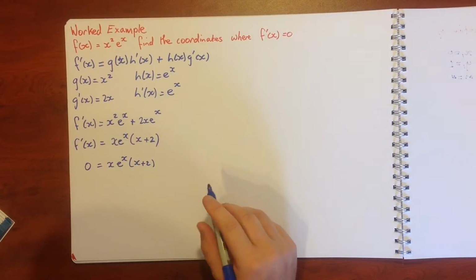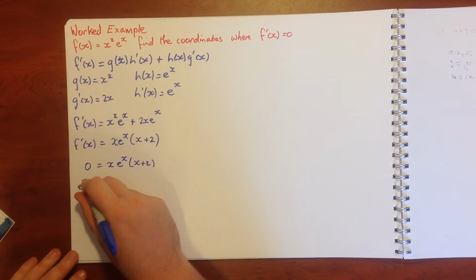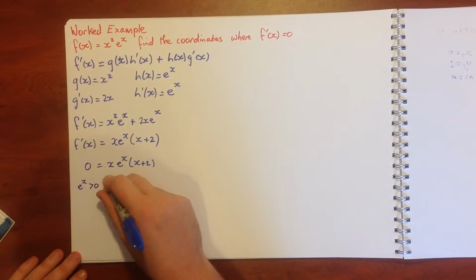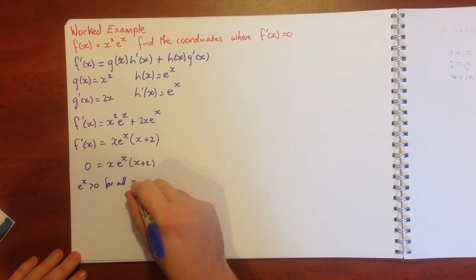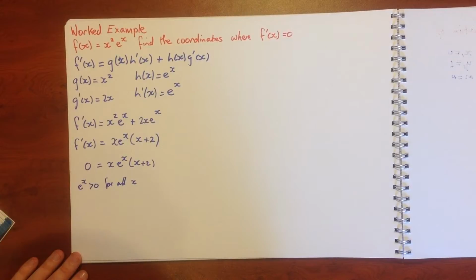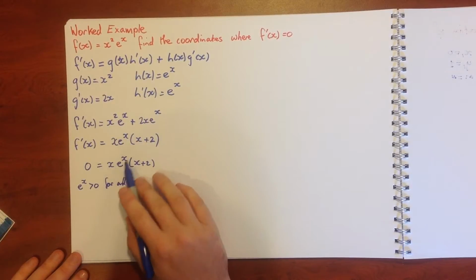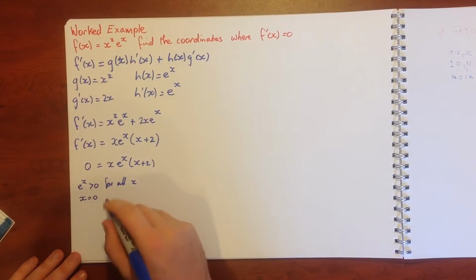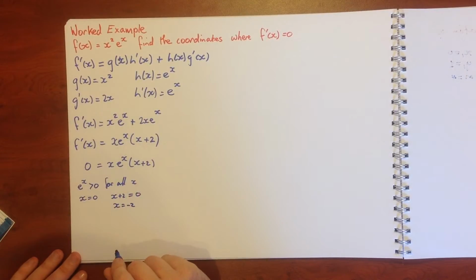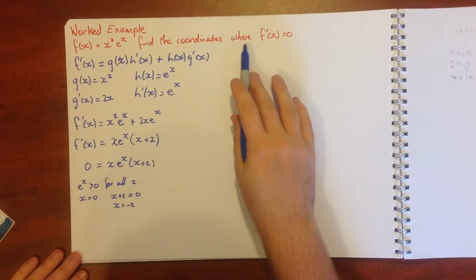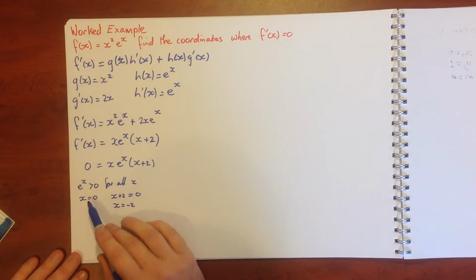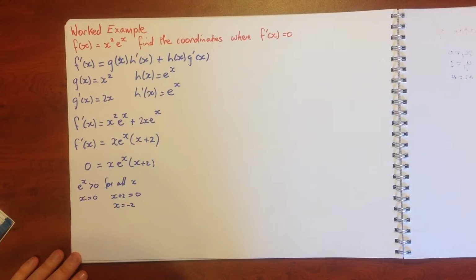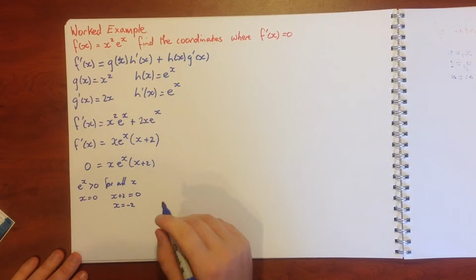Okay, so we're saying, well, e to the x is greater than 0 for all x. Okay, so we can ignore that one really, that's always going to be bigger. So then really our null factor law is x equals 0. Okay, and x plus 2 equals 0, so x equals minus 2. Okay, so we know that our gradient is going to equal 0 at 0 and at minus 2.